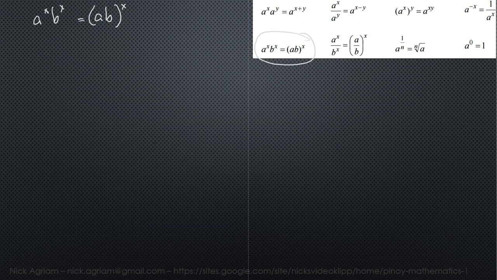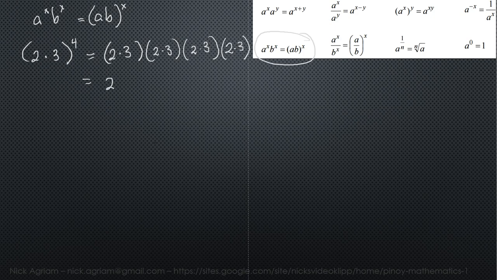That means if I do the other way around, if I have 2 raised to 4 times 3 raised to 4, for example, then I can do this one: 2 times 3, 2 times 3, 2 times 3, and then another one, 2 times 3. Then as you can see, we have 2 raised to 4. We have 1, 2, 3, 4. And then we have 3 raised to 4.